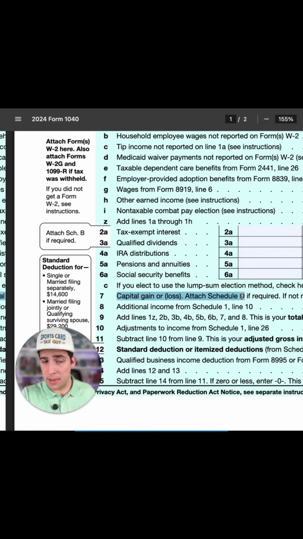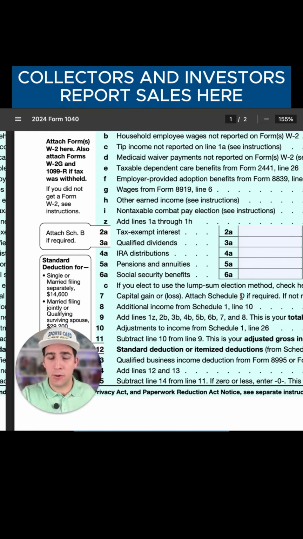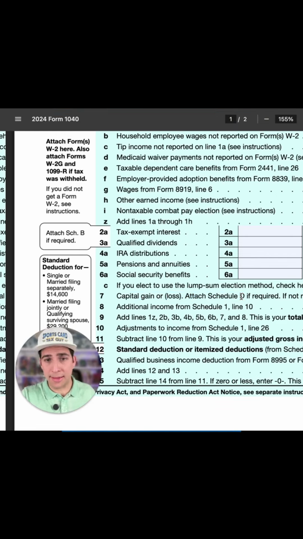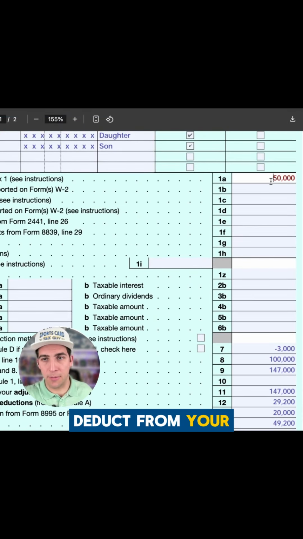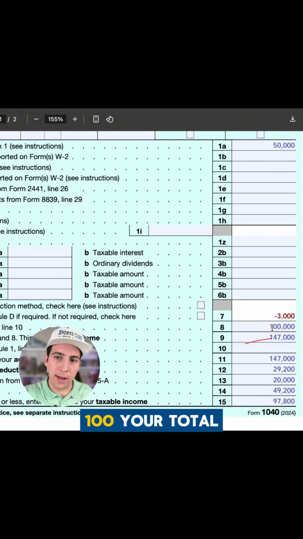Actually, if you're a collector and investor, this is where you report your sale of collectibles. But in this case, we're looking at stocks. So let's say Joe had a bad year and he made a loss of, say, $5,000. Well, you have a limit of $3,000 that you can deduct from your W-2 and your S corporation profit. So when you add up 50, minus 3, 100, your total income is $147,000.